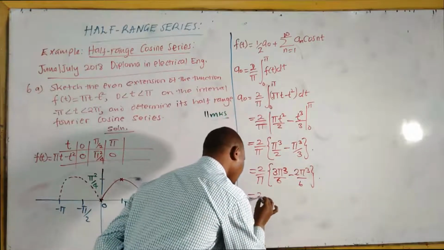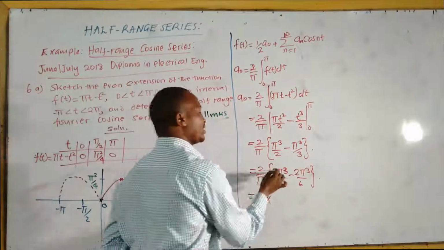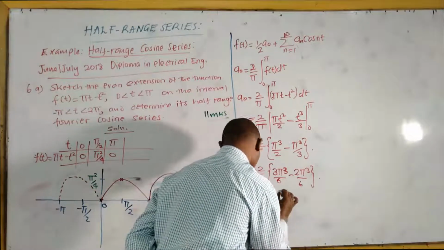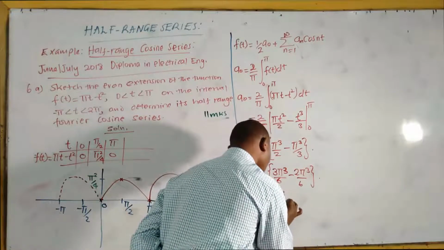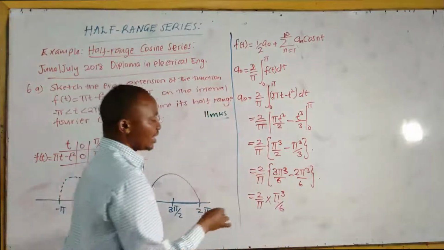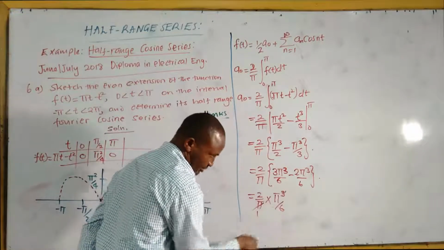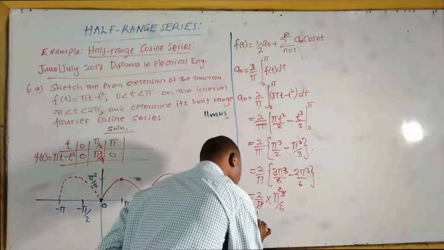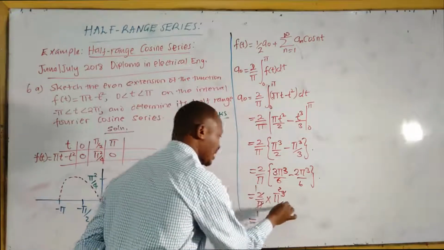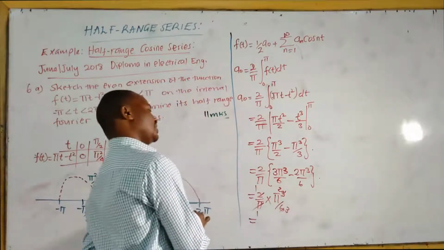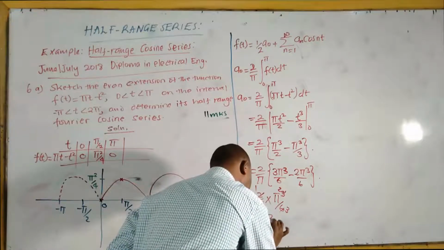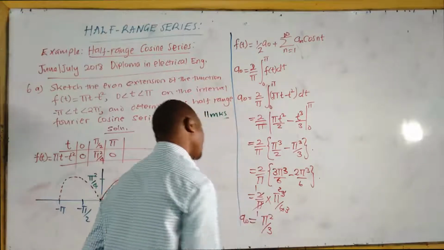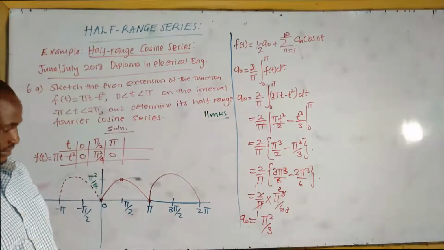Which gives us 2 over pi times 3 pi cubed over 6 minus 2 pi cubed over 6. This is pi cubed over 6. Dividing by pi, the power reduces to 2, which gives us 2 by 6, which is 1 by 3. This gives us pi squared over 3. That's the value of a naught. a naught is equal to pi squared over 3.